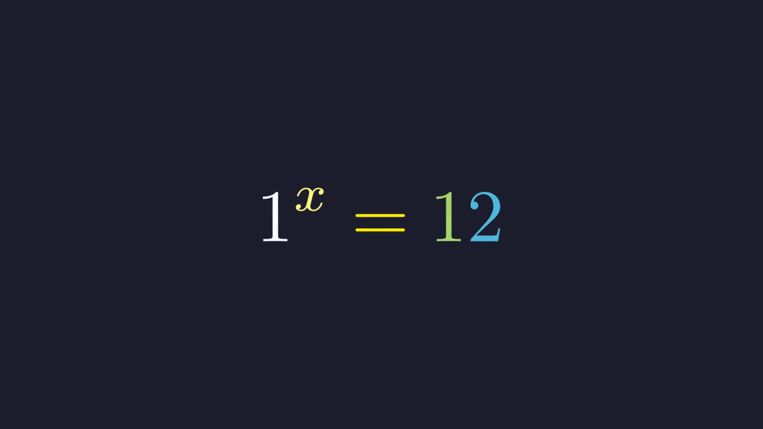Here's an equation that might look like someone made a typo. 1 to the power of x equals 12. Now, this seems completely impossible at first, but it actually holds a beautiful secret about how numbers really work. Our job today is to solve for x. And honestly, your first instinct might be that there are no solutions whatsoever.